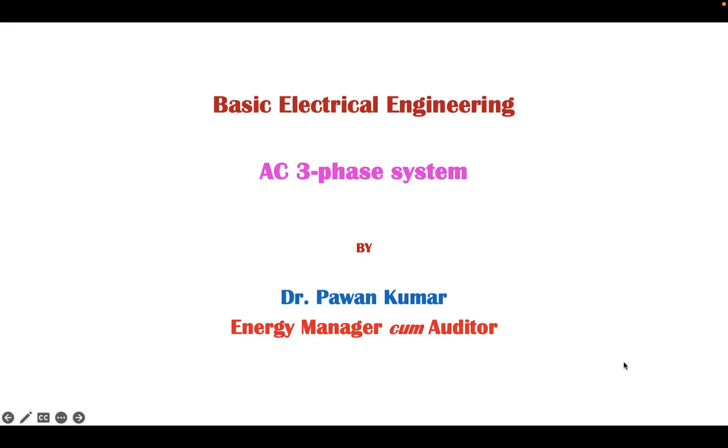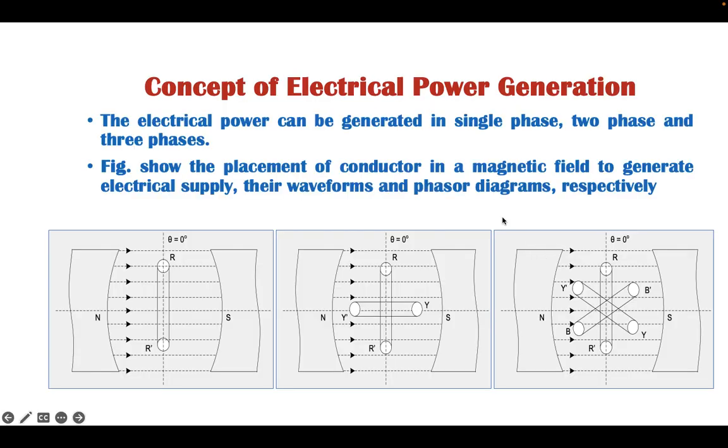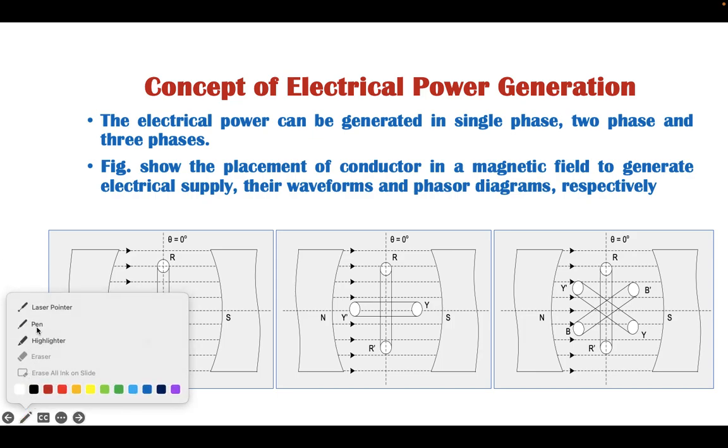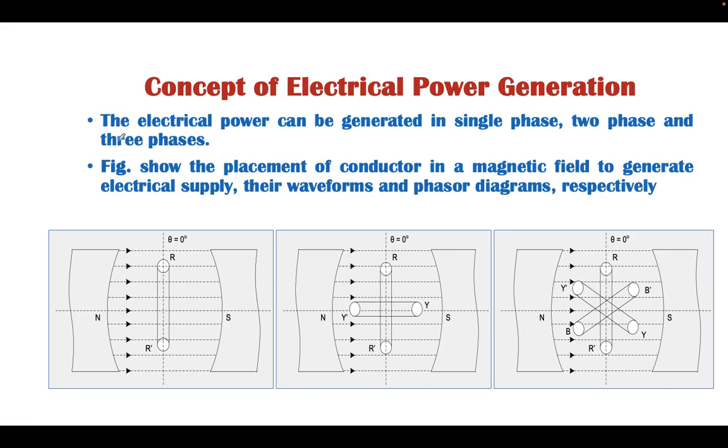We are discussing the AC three-phase system. Now, the concept of electrical power generation. As we know, there are generally two types of supply at our home: single-phase AC and three-phase AC. In single-phase AC, we have one conductor as phase and another as neutral, whereas in three-phase, we have three different conductors labeled R, Y and B.